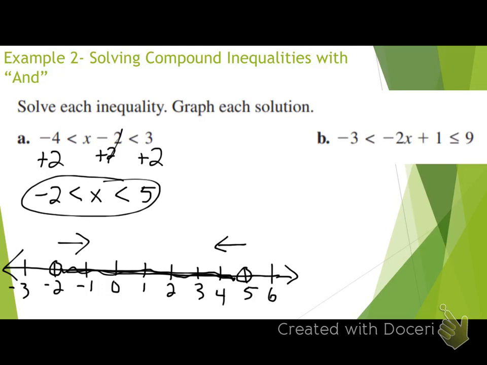Still trying to get the variable by itself in the middle here. What would be my first step to do that? Subtract 1 from all three sides. Whatever I do to the middle, I got to do to the left as well as the right.